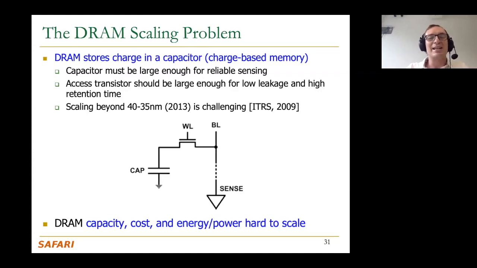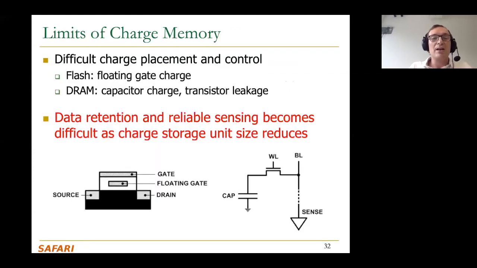But basically, people are not optimistic that we can go below 7 nanometers. Of course, people will push for it because DRAM is a major technology, and regardless of its deficiencies, it's still a good technology to be employed because it's difficult to replace in terms of its characteristics. But let's see the future. As I showed you in this slide earlier, charge memory is difficult to place charge and control it.